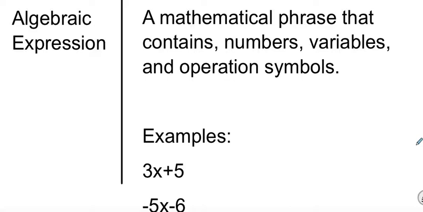Last but not least, we have an algebraic expression. An algebraic expression pulls in the new pre-algebra 7th grade terms of variables and adds them into your expression. An algebraic expression contains not only numbers and operation symbols, but it also contains variables as well. Your examples are 3x plus 5 or negative 5x minus 6. Those are all examples of different algebraic expressions.